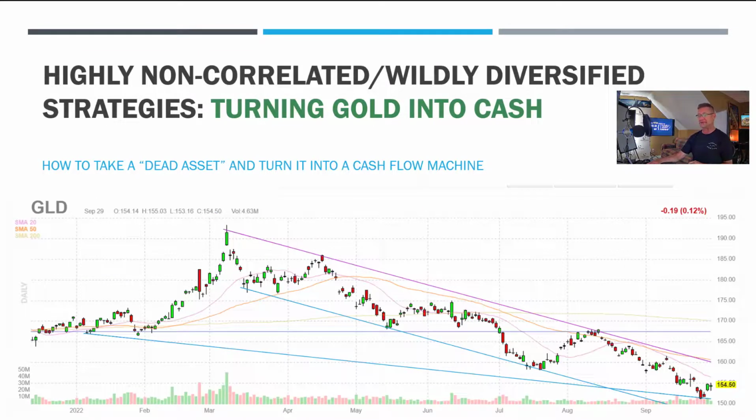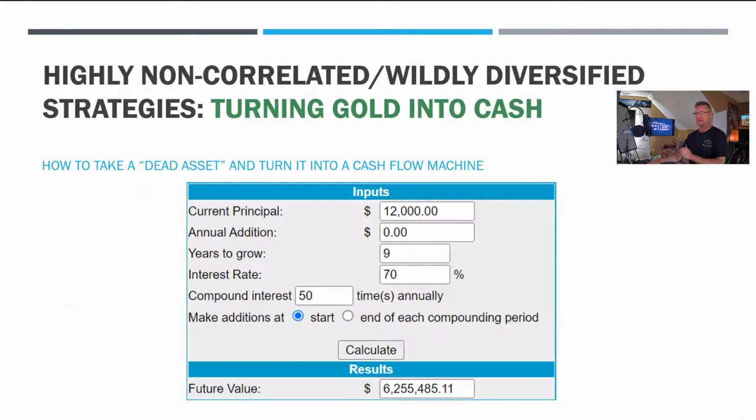And what's interesting is that gold is actually worse. The trend for gold this year has been even worse. And we actually have a little bit higher potential in gold than we do in silver to do this strategy. So again, it doesn't matter with this strategy whether gold is going up, whether it's going down, whether it is staying the same. That's the beauty of this approach.